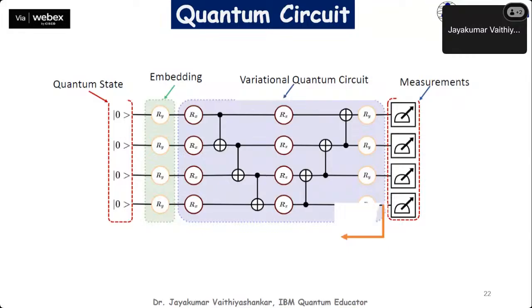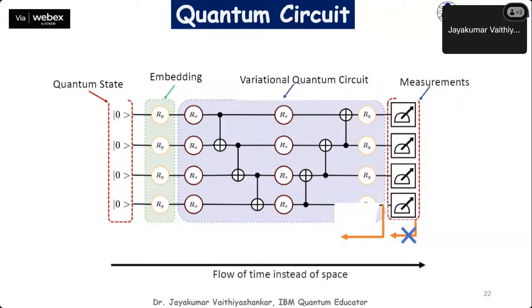If you're looking over here, all these operations are repeatable. In variational quantum circuits, you can change your values until your measurement. But when you do measurement, you cannot vary your inputs. You cannot change your values in your quantum circuit. So everything is viewed in the flow of time instead of space. Are you able to understand this slide? Any doubts? You can put them in the chat box.